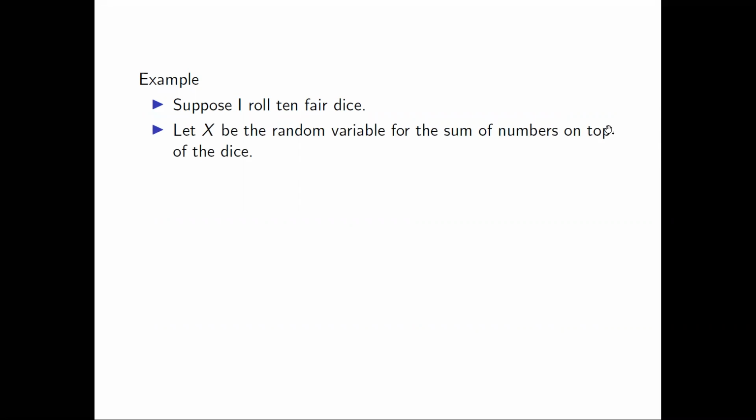Let's consider another example. Suppose that I roll 10 fair dice, so not weighted dice. So each side has a probability of 1/6 of landing on top. And we'll let x be the random variable for the sum of the numbers on the top of the 10 dice. So all 10 dice. And these numbers, I mean number of dots. And so we can ask, what is the expectation of x?